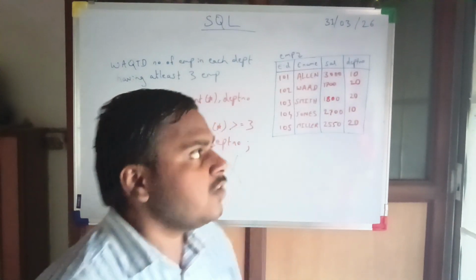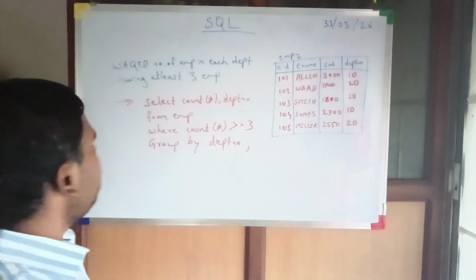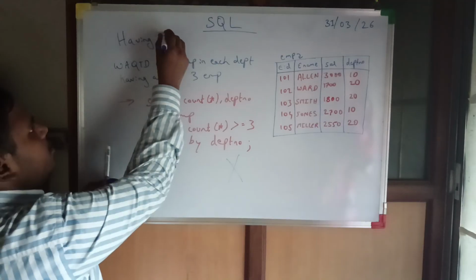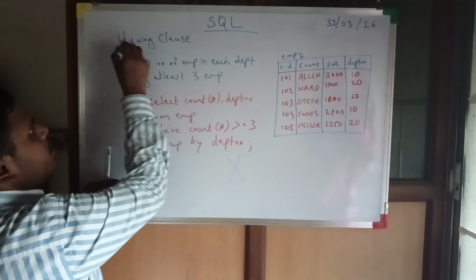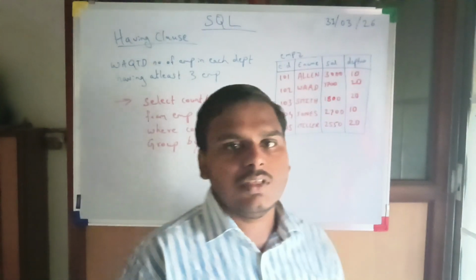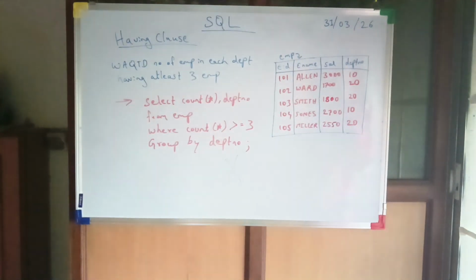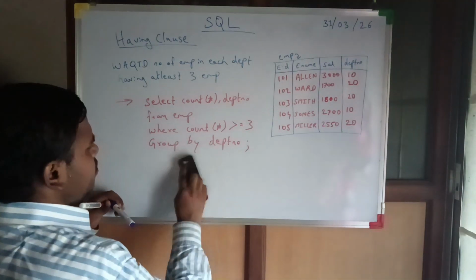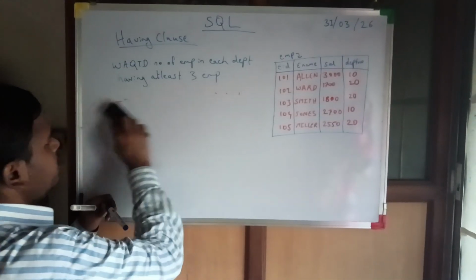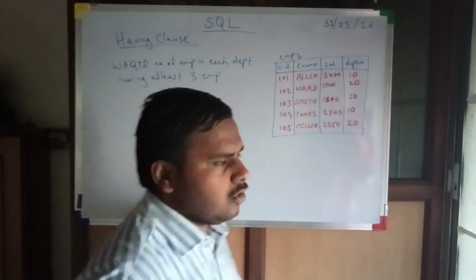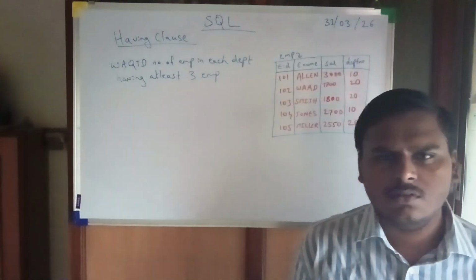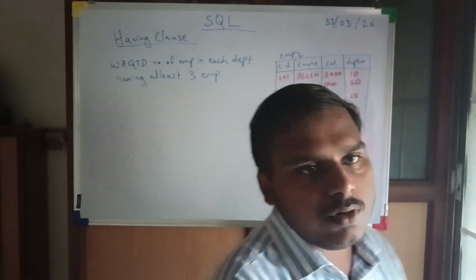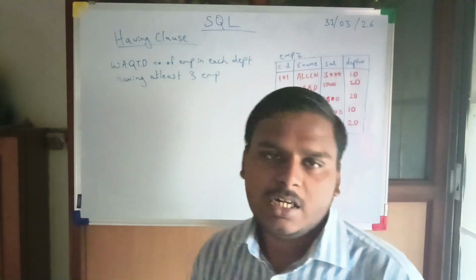Now to solve this issue, we need to understand a new concept. That new concept's name is the having clause. Is the board visible? Okay, the board is visible. Now what is the having clause? See, in short, the having clause is used to filter the groups. If you ask for the simple definition, the where clause is used to filter the records, meaning it will go row by row and check whether the condition is satisfied or not.